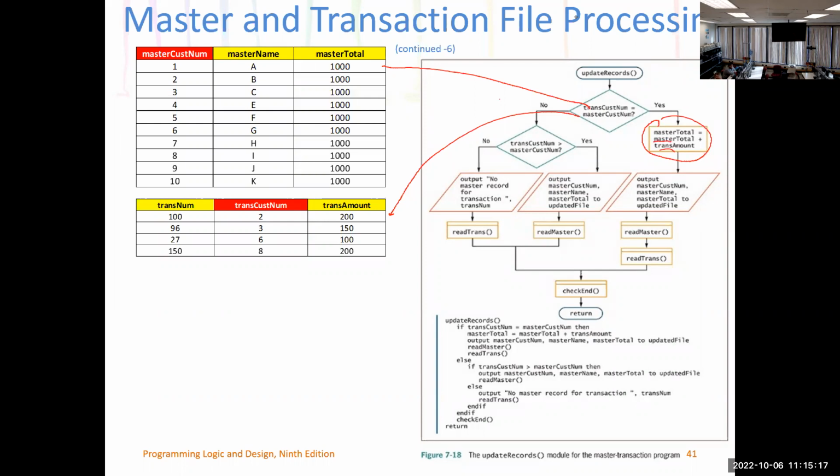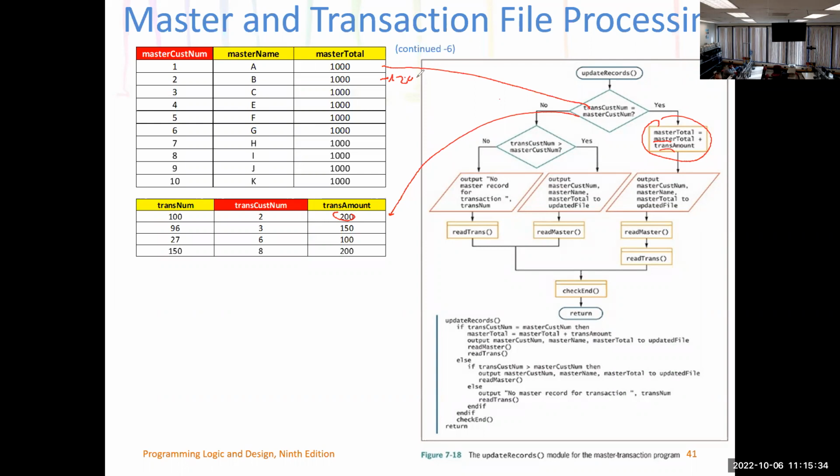Think about this one here, the customer number 2. He knows that at the beginning he has 1,000. Now he makes a transaction of 200 and you add 200 here. That's why it becomes 1,200 here. Make sense? Okay. Now what happened here?